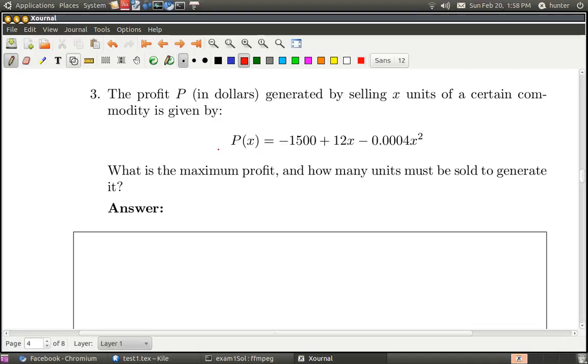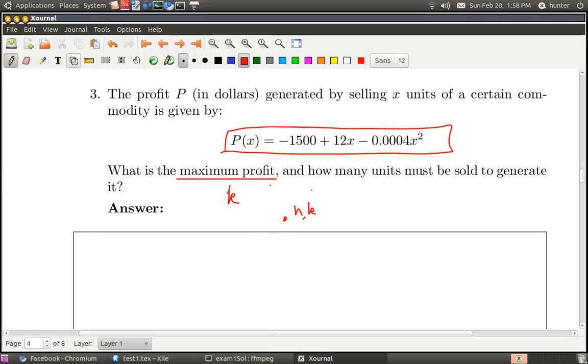So the maximum profit, if we were to graph this, it would graph as a parabola, right? Because it's a quadratic. The maximum would just be k, the extreme point of a parabola. The vertex is at (h, k). And this leading coefficient, negative 0.004, is negative, so we're going to have a downward facing parabola. And so the highest the profit ever gets is just k. So that's really easy.